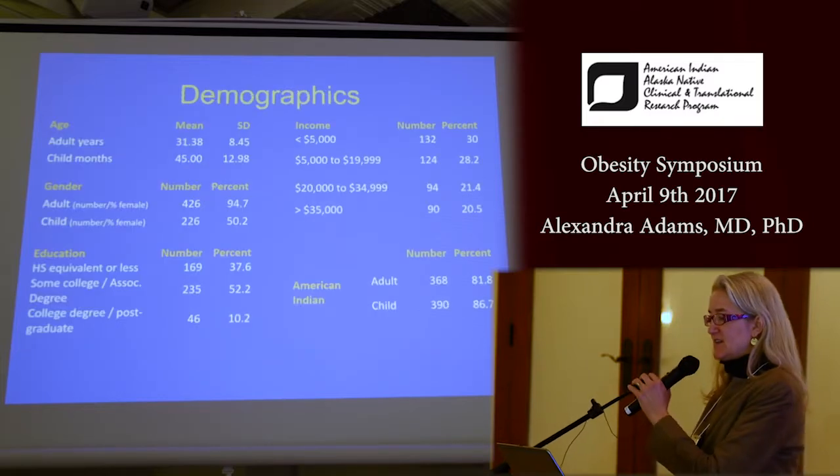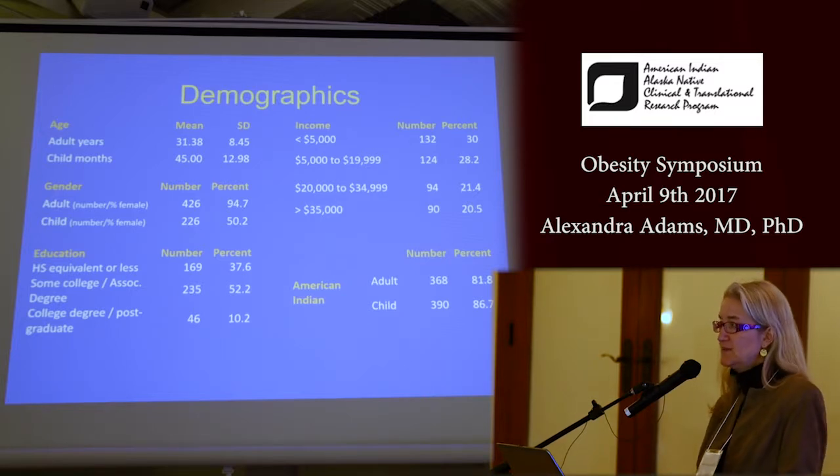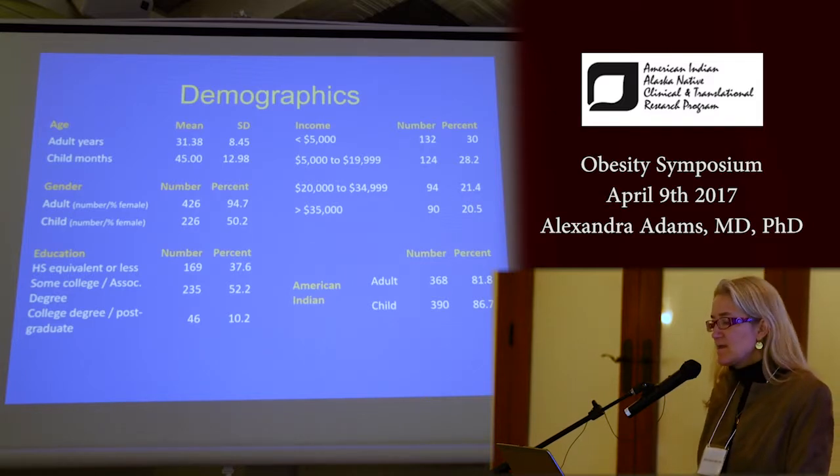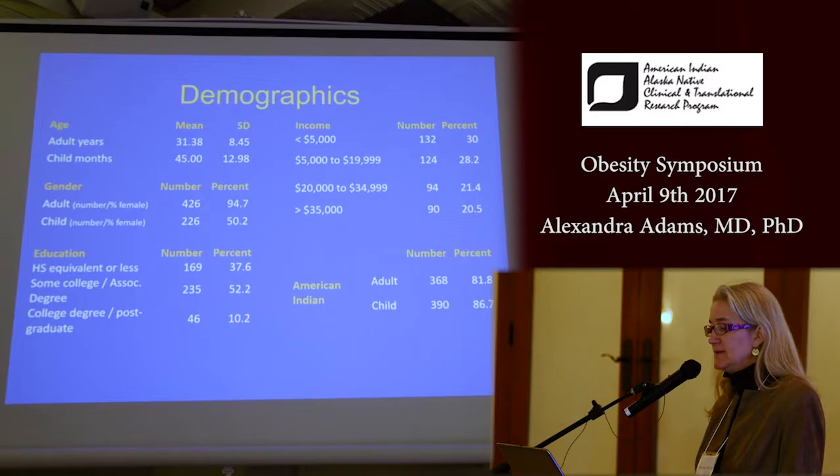Demographics: you can see that this sample is primarily women volunteers. I think we had more women in this sample than in the first one. We had very significant income issues. You can see that 30% of our families are reporting less than $5,000 a year in income. So a highly impoverished sample.